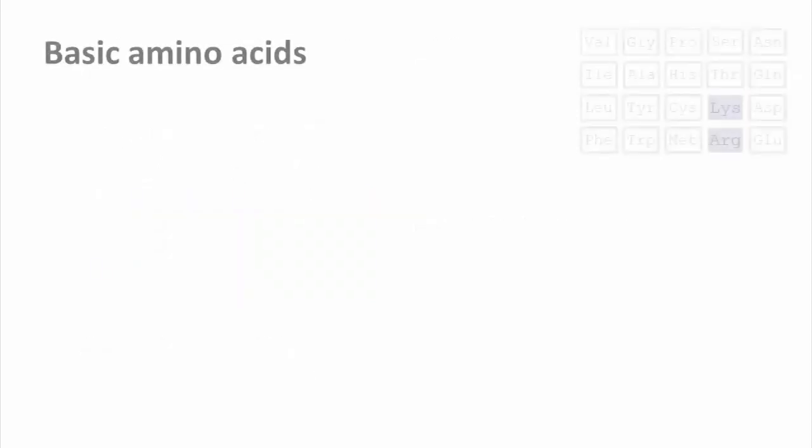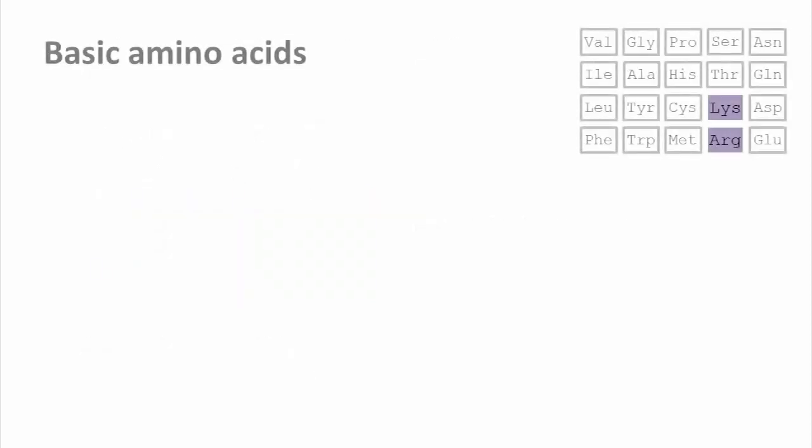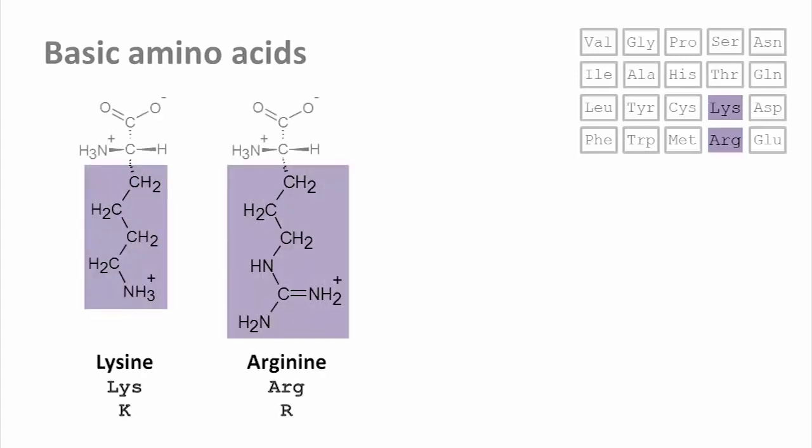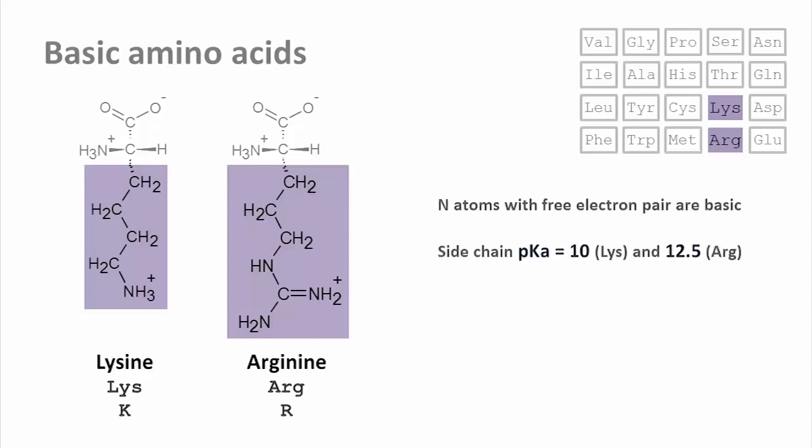Finally, the basic amino acids. We have already met one of them, histidine. However, because of its low pK of 6, it is mostly uncharged under normal conditions. Lysine and arginine, in contrast, are very strong bases because the free electron pairs of the terminal nitrogen atoms are very good proton acceptors. Arginine is by far the strongest base because the positive charge of the protonated form, the conjugate acid, can be delocalized over the guanidino group.